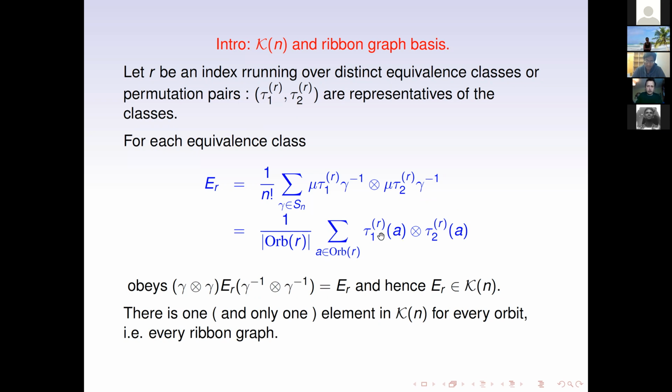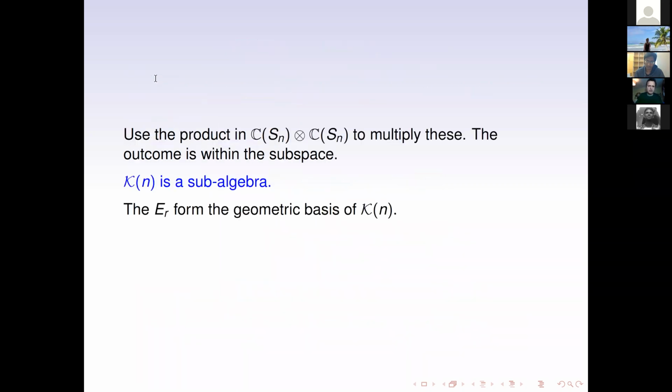So basically, there's a concrete way to write from the graph these elements inside C of Sn tensor C of Sn, which are invariant under diagonal conjugation. So that's a typo here. That's a gamma. Great. So basically, this algebra K of N has a basis labeled by distinct bipartite ribbon graphs.